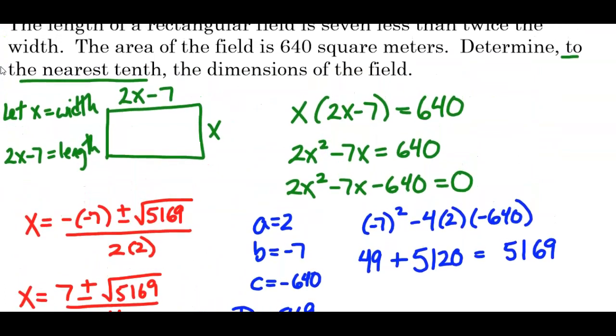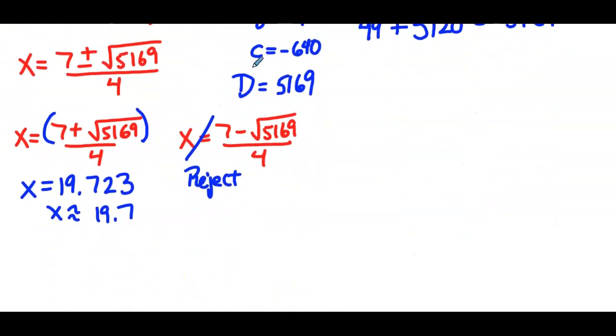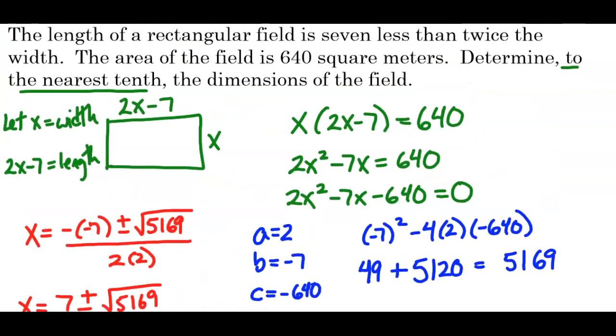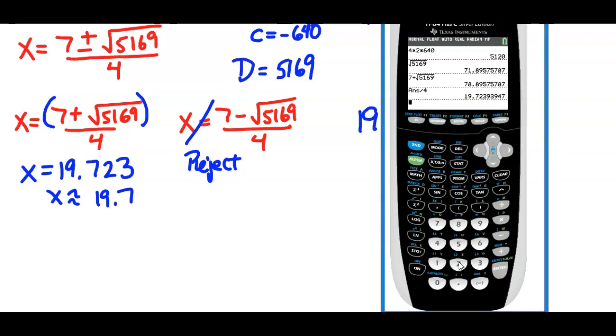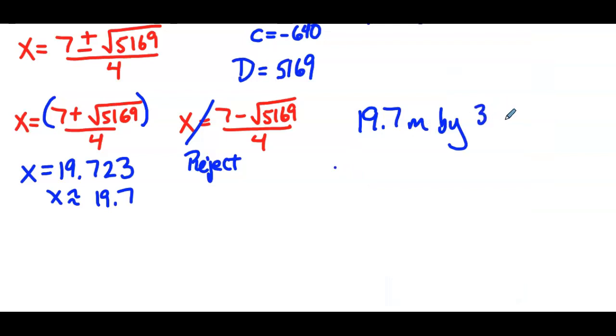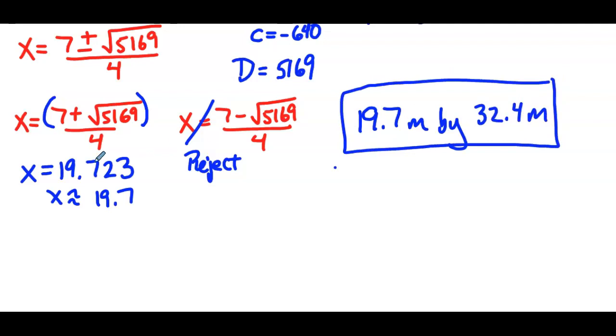Now they're asking us to find both dimensions, and we're in meters again. Okay, so our dimensions are 19.7 meters by, now we have to do 2 times 19.7 minus 7, plugging into the length, and we'd have 32.4. So here are the dimensions of the field to the nearest tenth.